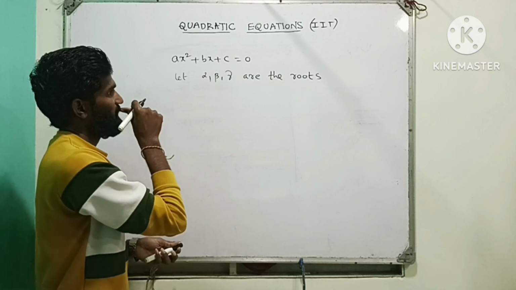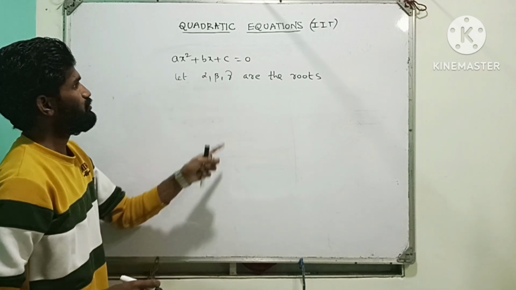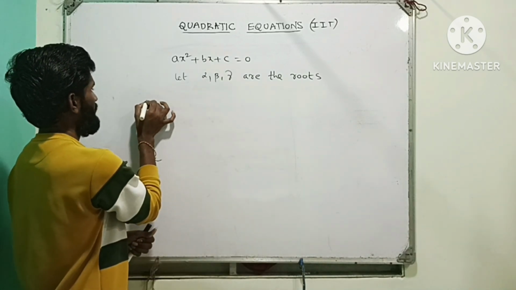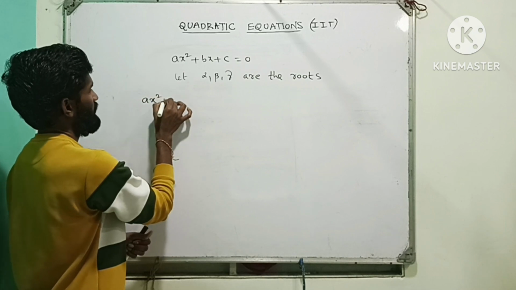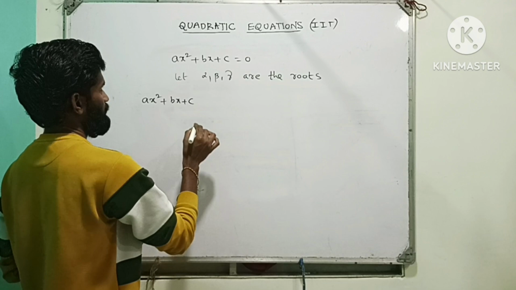Now here, if alpha, beta, gamma are the roots of this quadratic equation, already we know we can write it like this: ax square plus bx plus c, which equals, otherwise.